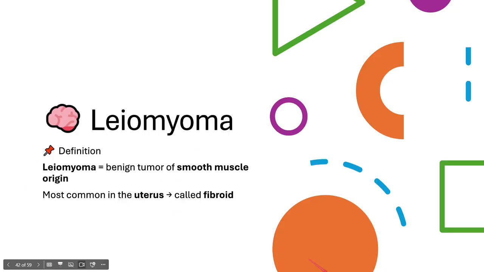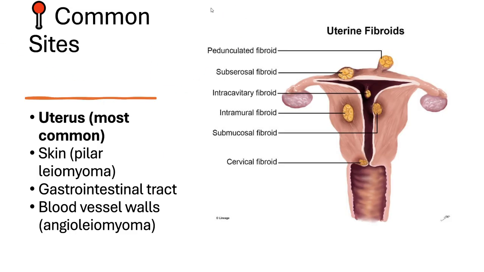So this leiomyoma in the uterus is called the fibroid. So what are the common sites where you can find leiomyoma? The uterus is the most common site.